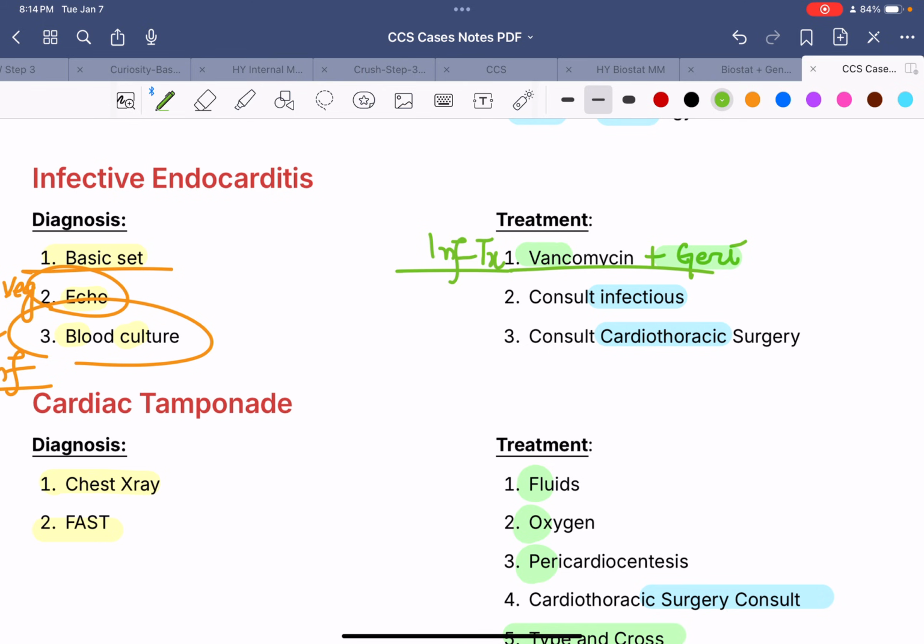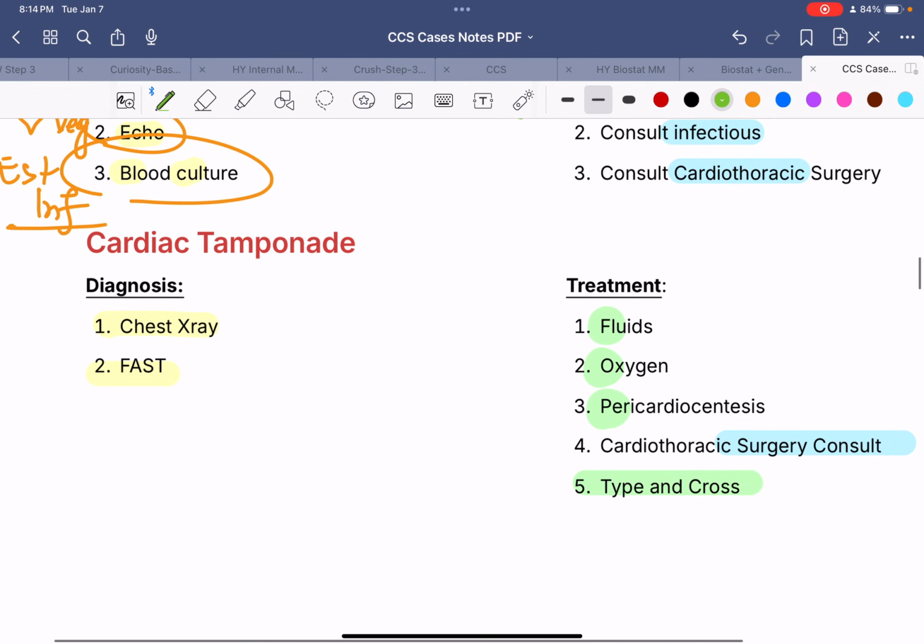Next up, we have cardiac tamponade. So in case of cardiac tamponade, of course, the general chest workup is going to be done, and specifically you are going to do a chest x-ray and a FAST scan. Next up, we have the treatment of the cardiac tamponade. Now again, the treatment goals can be divided into different parts.